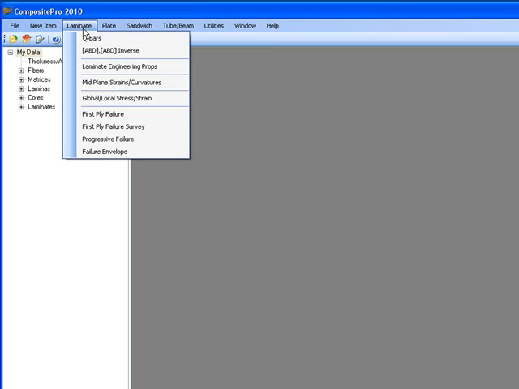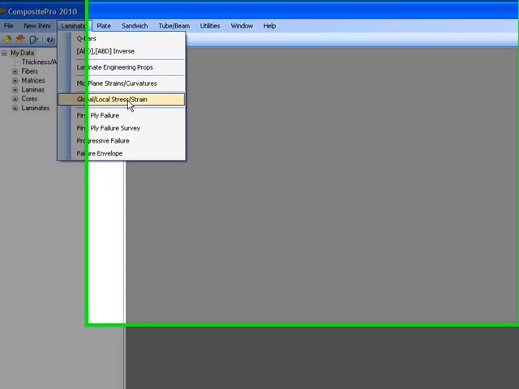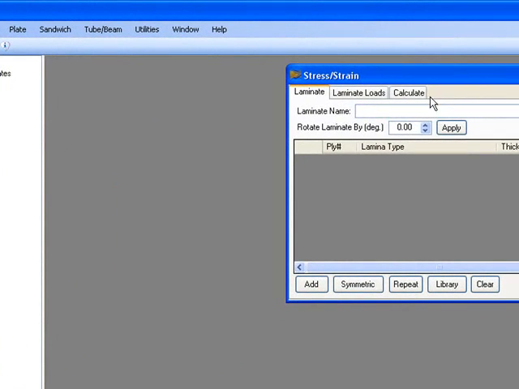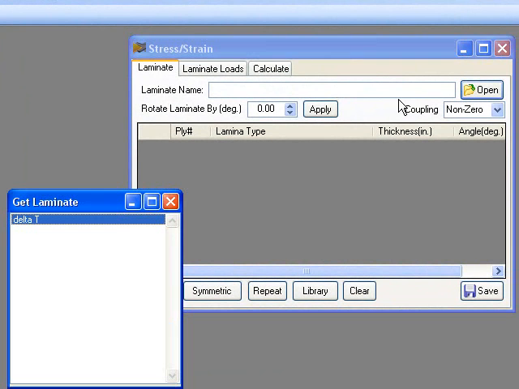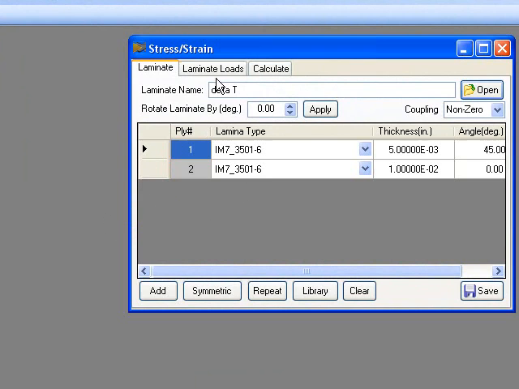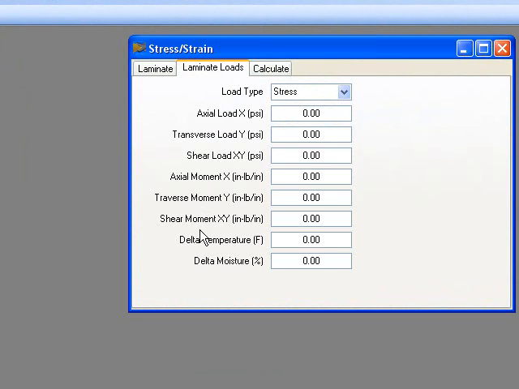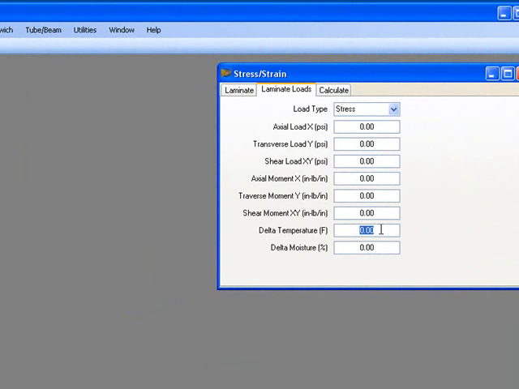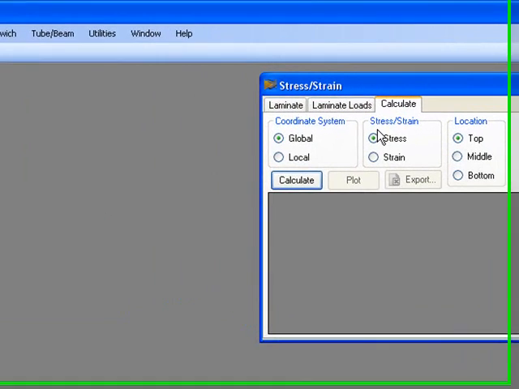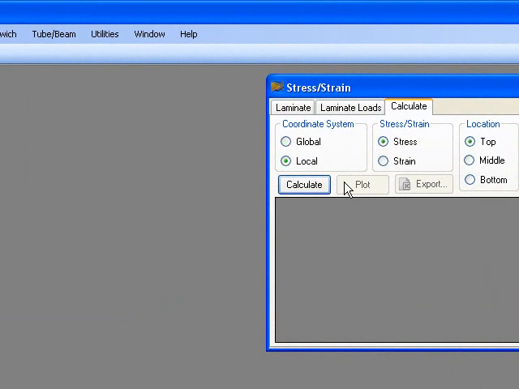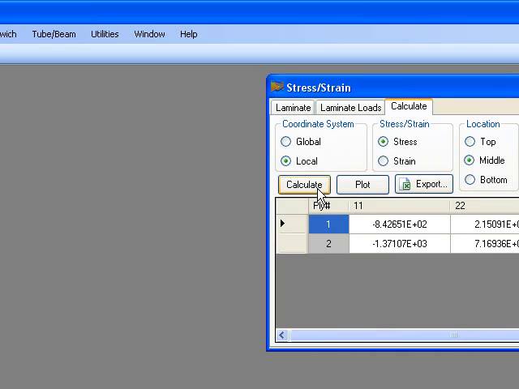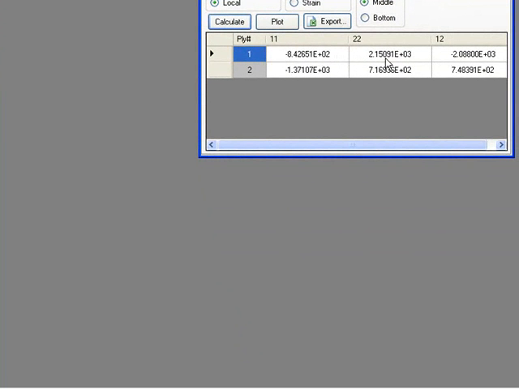Now if we go to laminate and we're looking for global and local stresses and strains, we can open our delta T example. Recall that our laminate loads were minus 400 degrees F. No other loads were involved, and we can calculate the local stresses in terms of stress, of course, at the middle. And if we calculate the two plies, here's the stress state in the middle of the top ply along this line. Here's the stress state in the middle of the bottom ply along this line.